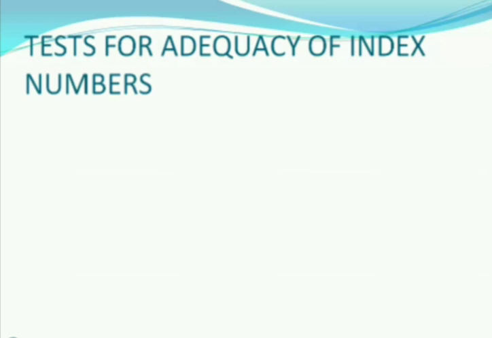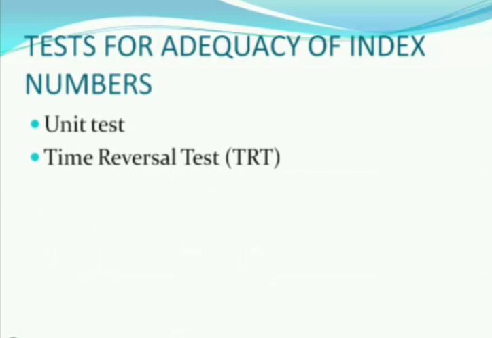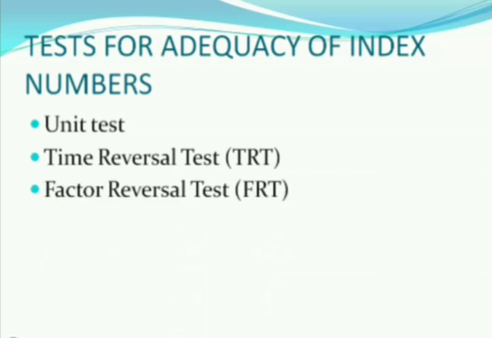And an index number formula is considered as more consistent if it satisfies the below mentioned tests: unit test, time reversal test, factor reversal test, and circular test. Now let us study in detail about each test. So the first one is unit test.